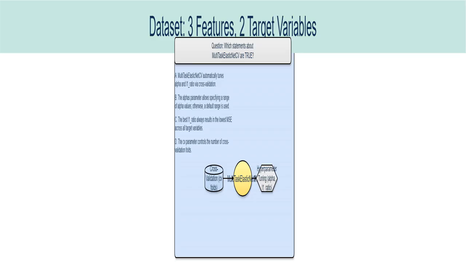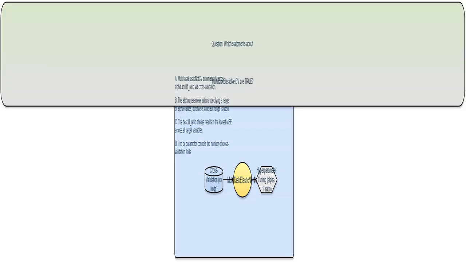We're working with a dataset having 3 features that describe the data points, and we are predicting 2 different target variables simultaneously, which is a hallmark of multitask regression. The quiz questions test our understanding of how MultiTaskElasticNetCV works, especially its ability to automatically fine-tune its parameters using cross-validation.